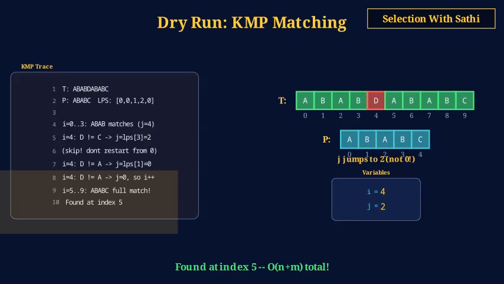Now from I equals 5, A to A, B to B, A to A, B to B, A to A, C to C. All match. J equals 6 equals M, pattern found at position I minus J equals 5. KMP completed the search without ever moving the text pointer backward.